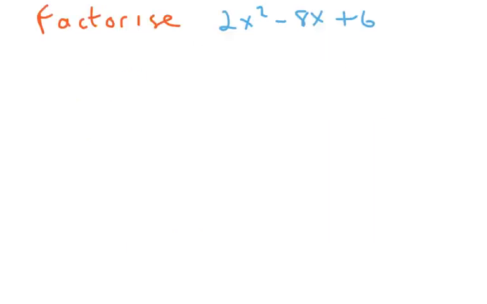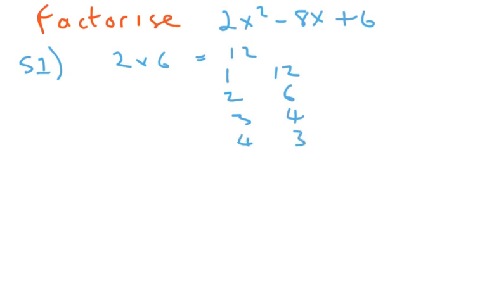Right, one final one, which is the most complex, but it's to cover all the angles, all the potential questions. So step 1, 2 times 6 is equal to 12. Let's work out all our factors of 12. We've got 1 times 12 is equal to 12. 2 times 6, that's equal to 12. 3 times 4 is equal to 12. I could go 4, 3, but that's the same as 3, 4, so we don't need that. So that's all our factors.